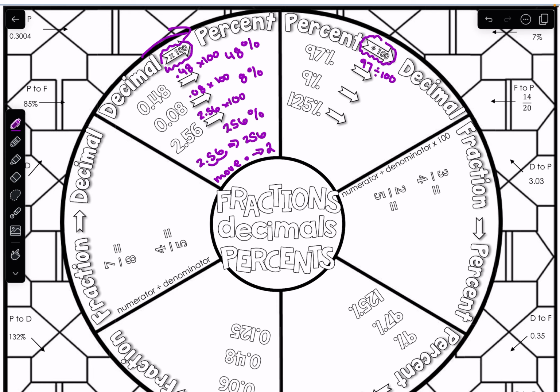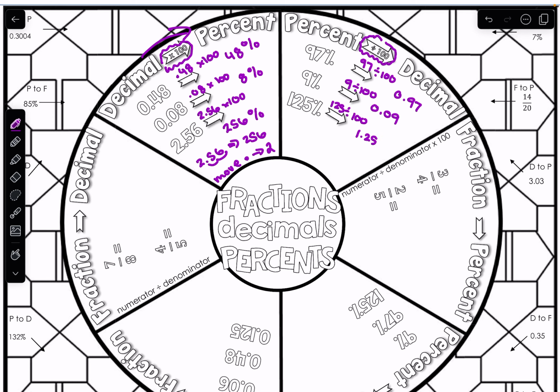There is a percent button. We'll deal with that another day. For now, 97 divided by 100 gives you 0.97. 9% divided by 100, so 9 divided by 100 gives you 0.09. 125%, so 125 divided by 100, and you get 1.25 as your decimal.